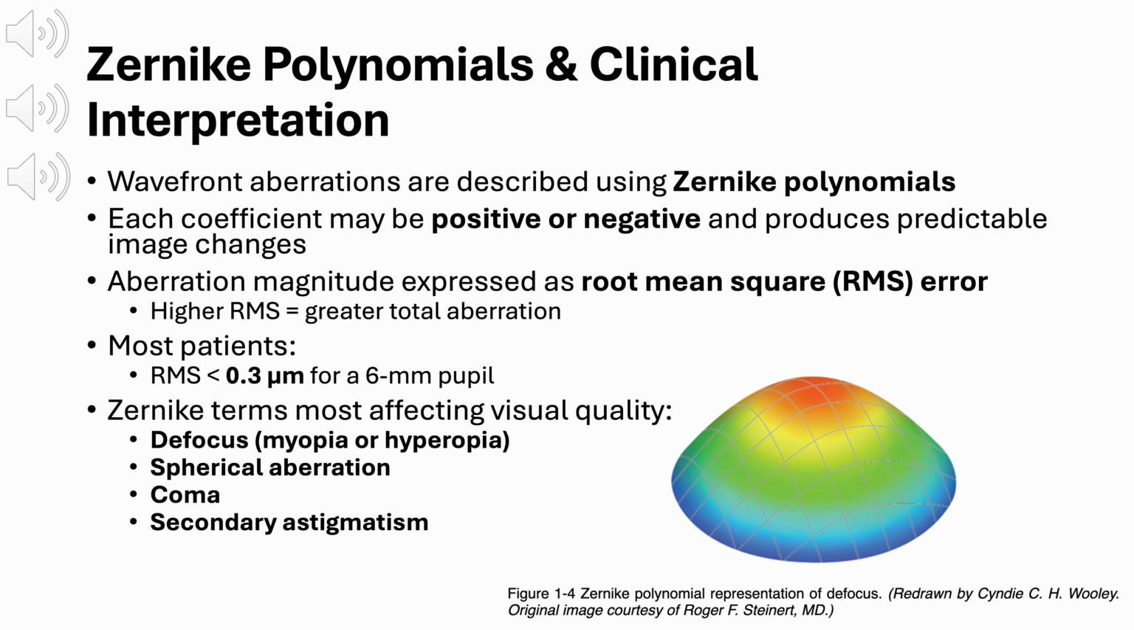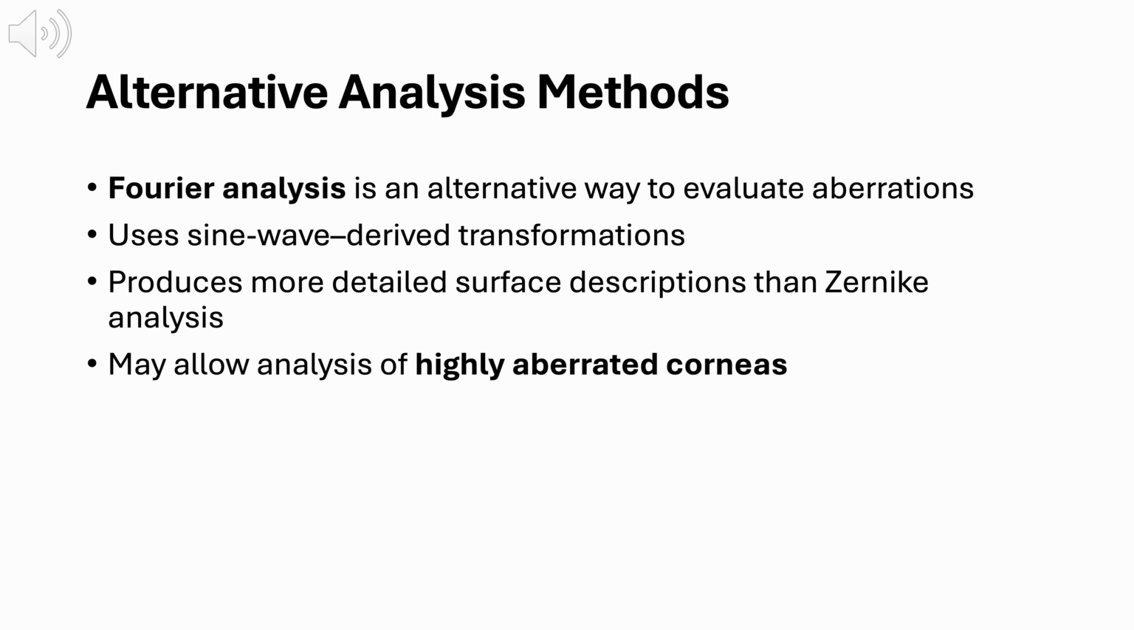Because the distortion is smooth and symmetric, defocus is a lower-order aberration and is the easiest type of error to correct with glasses, contact lenses, or standard refractive surgery. This figure helps reinforce the idea that Zernike polynomials are not abstract math, but simple geometric shapes that directly correspond to familiar refractive errors and predictable visual effects.